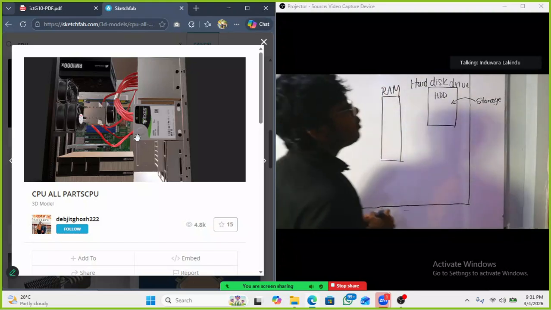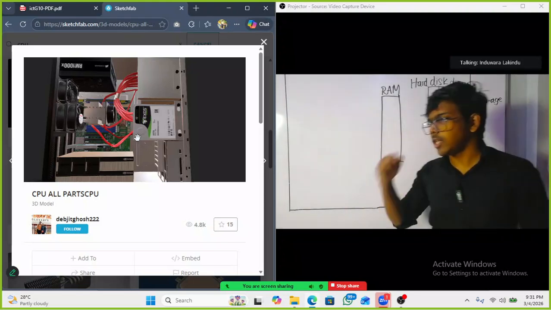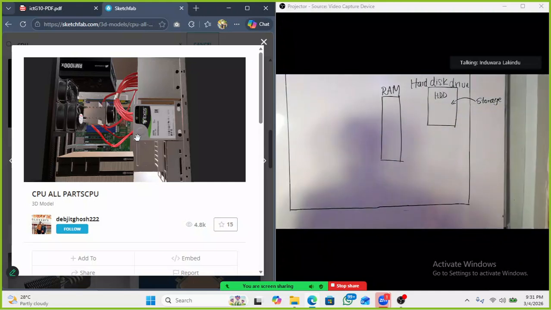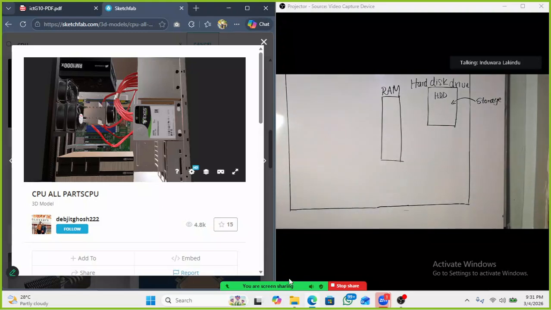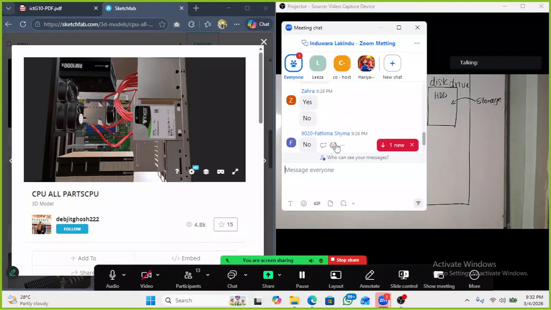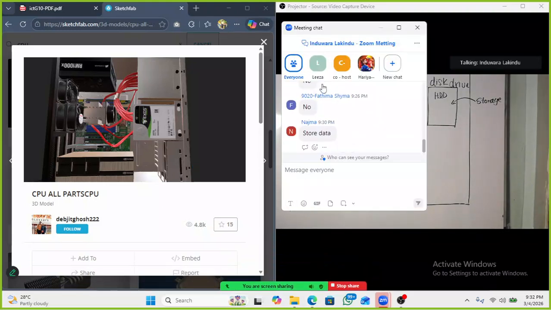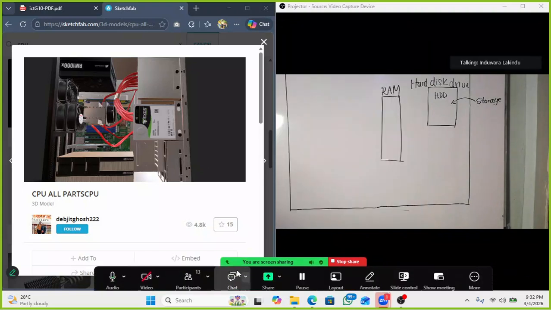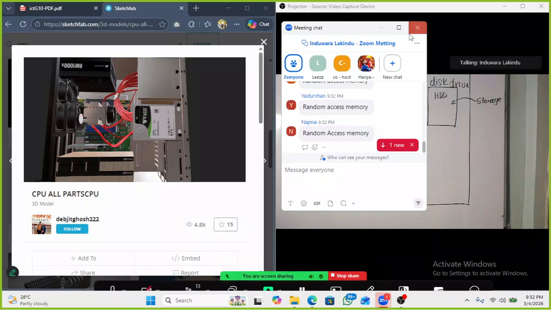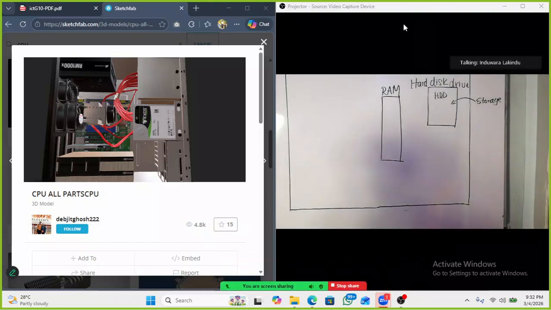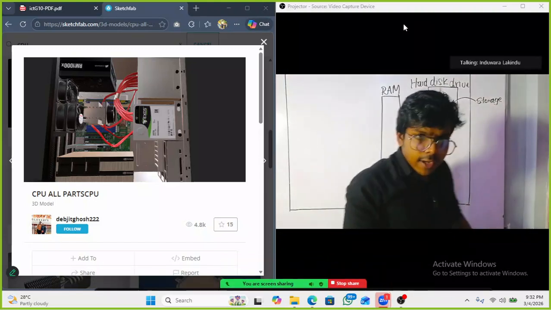Now give me the full form of RAM. Quickly inside the chat, tell me the full form of RAM. Make it quick. Okay, RAM means, Zahara is telling, random access memory. Correct. Random access memory.